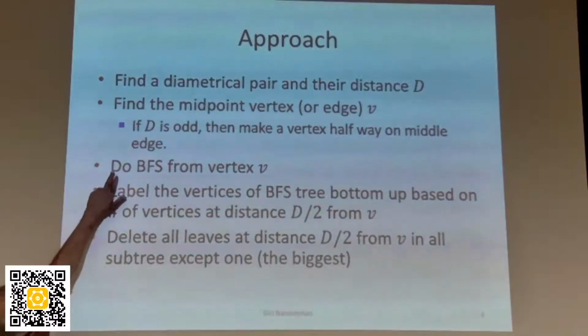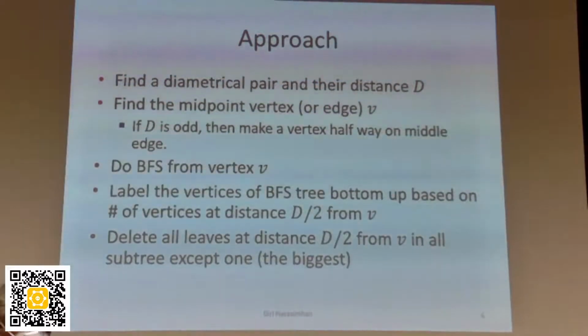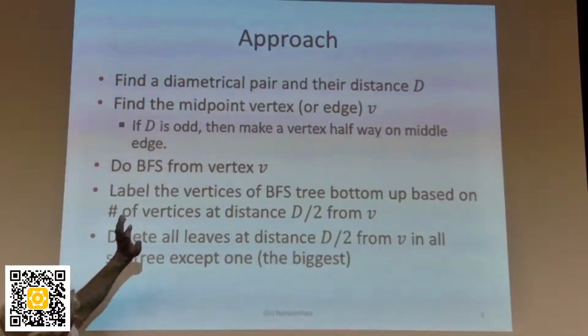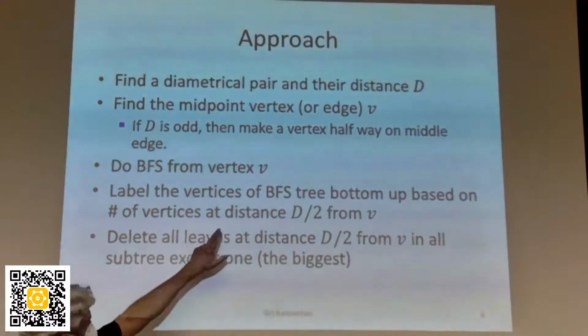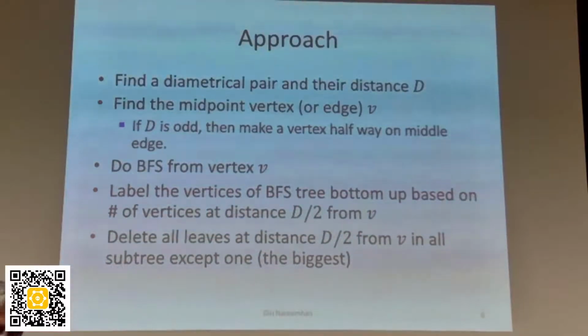Now, once we find this new center, we can do breadth first search from here, because breadth first search will tell us how far away these vertices are, and we can label all of them. So everything is now labeled, and we just find all the vertices that are at distance d over 2. We process this tree bottom up so that for each branch we know how many vertices are farthest away from the center, and we send that information right up to the top.